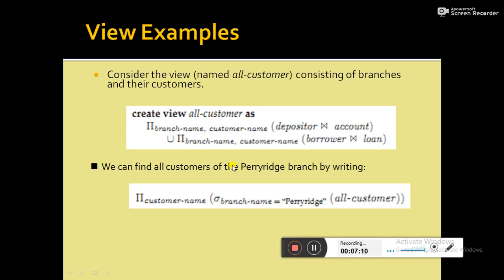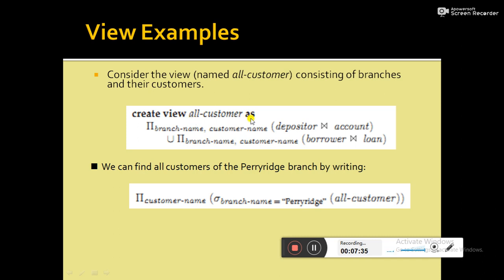For that, we need to create a virtual relation. That means we need to create a personalized collection of relations, which is a virtual relation that does not belong to the actual physical relations. For that, we need to create a view. So we have to write the command create view, then give a meaningful name. Here the name of the view is all customer. Then we have to define the view.